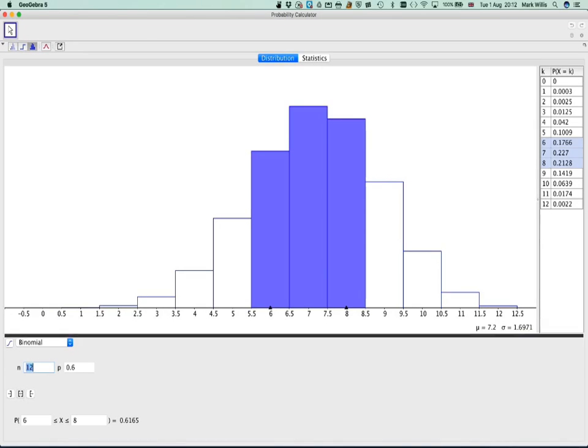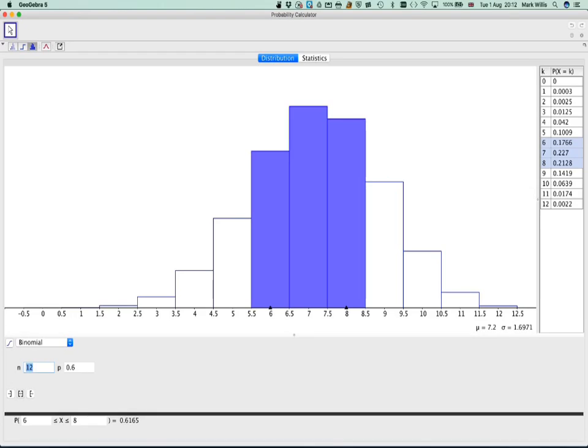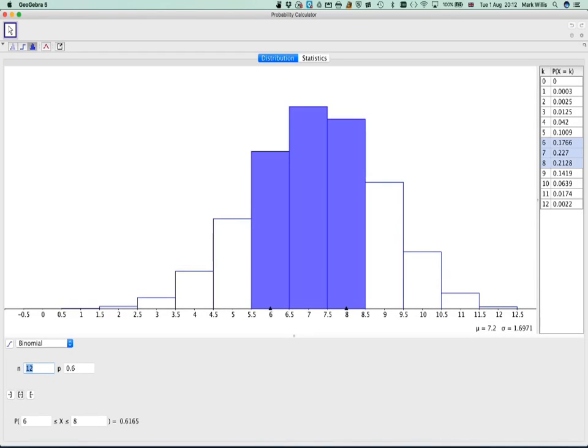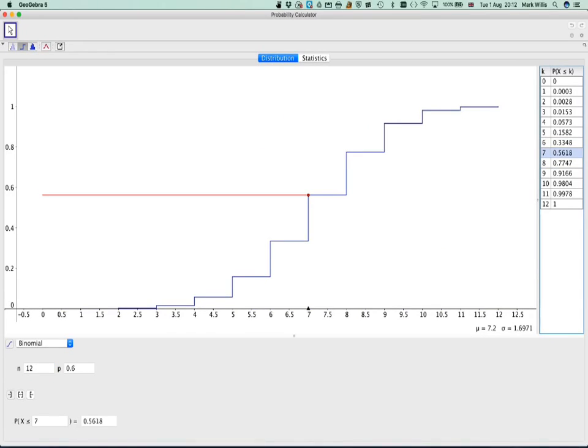If you can't see this, you need to just raise it from the bottom. Normally you can't see it on a Mac. Okay, so we want this area here, and that means adding together those three probabilities. If we go to the cumulative distribution function, then what we're going to need to do is take that one and then subtract from it that one.